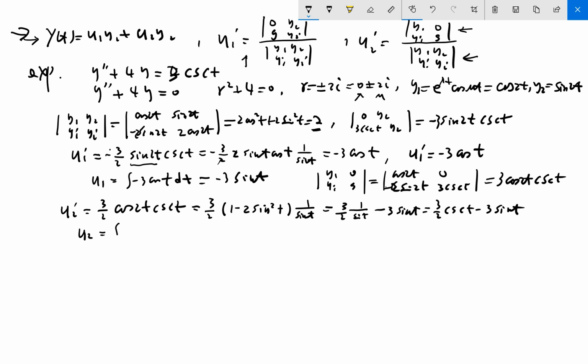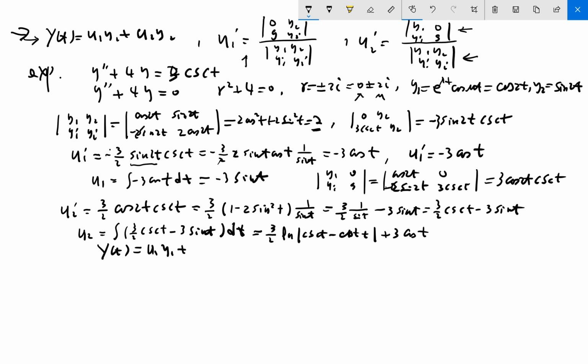So u2 is just the integral of these things. You got 3 over 2 cosecant t minus 3 sine t. Once you integrate cosecant t, I'm not going to do that, that will give you ln cosecant t minus cotangent t. Then integrate the second one. Integrating sine t gives you negative cosine t. So you get plus 3 cosine t. Okay, we found u1 and u2. So that means we found our capital Y of t. That's our specific solution.